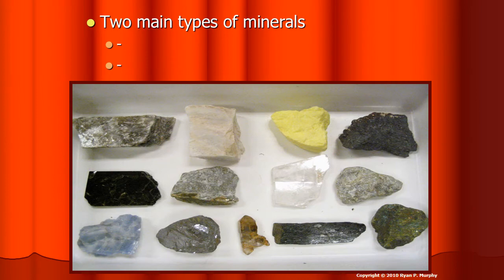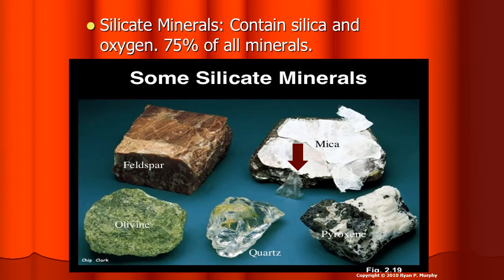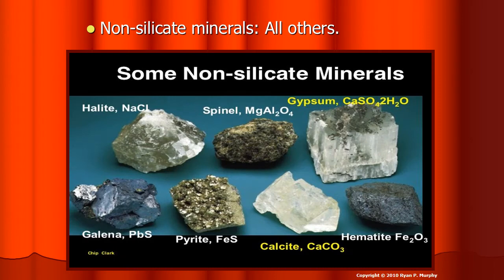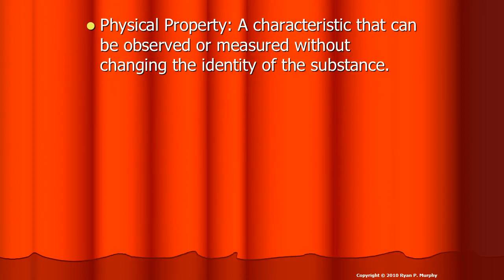All right, so we have two different main types of minerals. We have silicate minerals that contain silica and oxygen. Again, these are two different things from the periodic table, and that's basically what they're made out of. So this is one type of mineral, and we have non-silicate minerals. Those are all the other guys. So it's either a silicate mineral or it's not a silicate mineral. Silicate minerals are made from silica and oxygen. Non-silicate minerals are made from other stuff, other things from the periodic table.